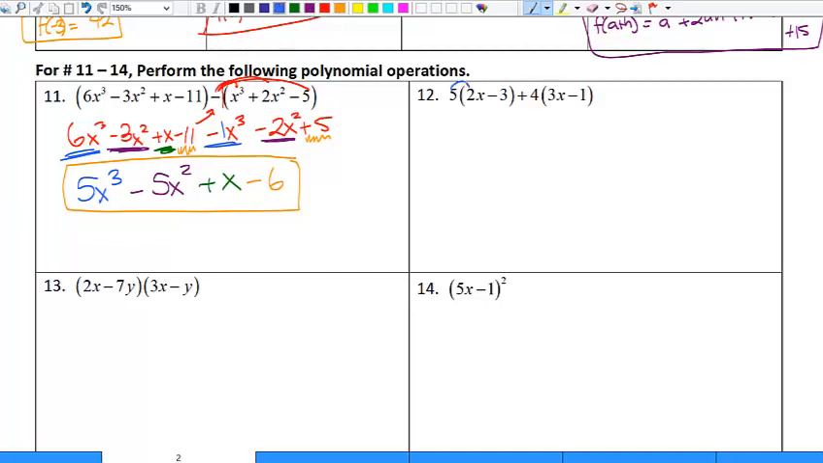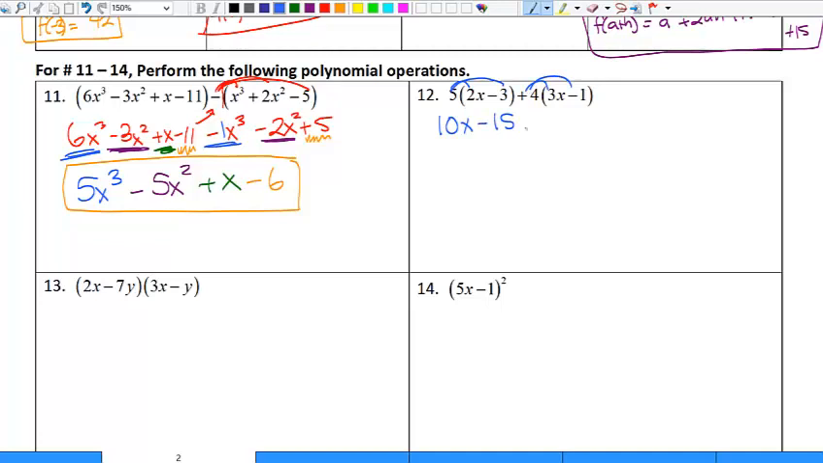On our next problem, we do have to multiply. Notice the 5 and the parentheses are right butted up next to each other, whereas the two parentheses on number 11 aren't. The symbol between them has a minus, so that's why you would subtract on 11, where on number 12 you have to multiply first because the 5 is right next to the parentheses. So we have 10x minus 15.